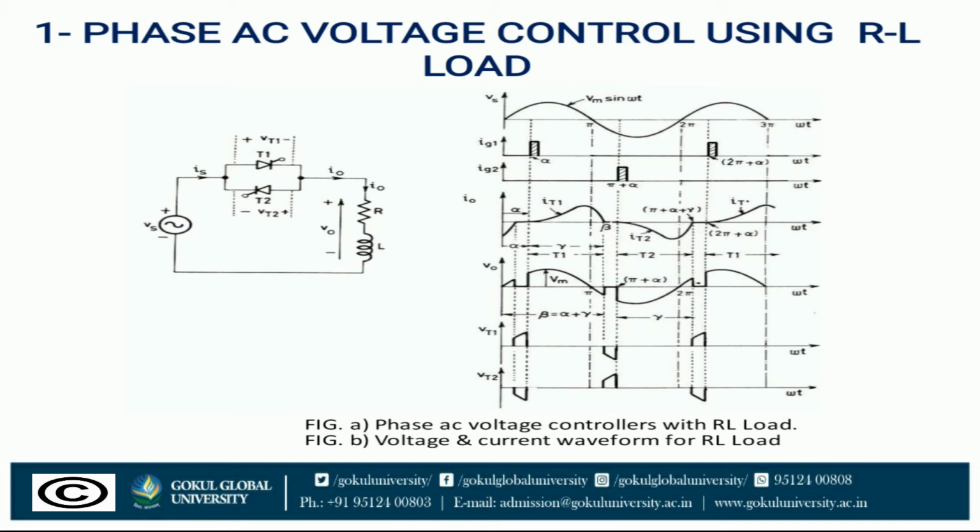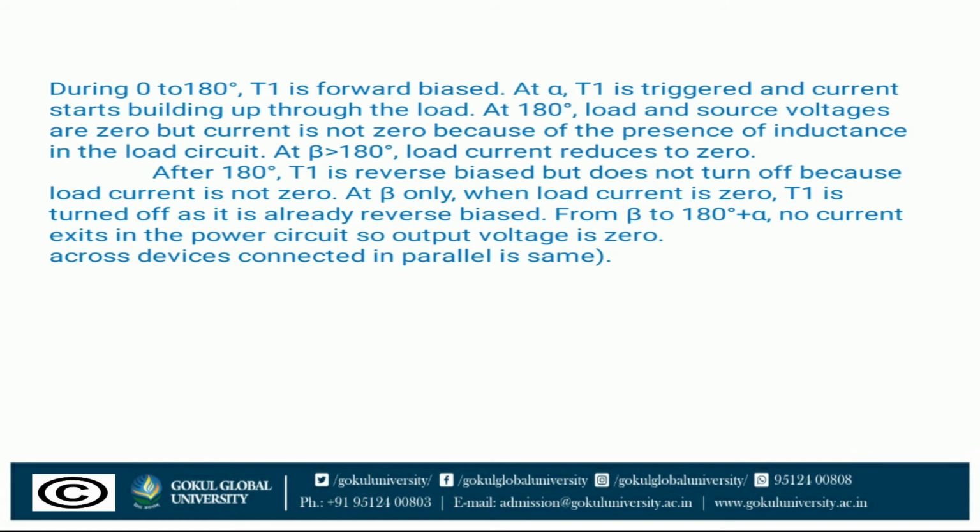So you can observe the voltage across thyristor 1 and thyristor 2 is also shown in the figure. So this is the circuit diagram and waveform for a single phase AC voltage controller using RL load. During 0 to pi, T1 is forward biased. At alpha, T1 is triggered and current starts building up through the load.